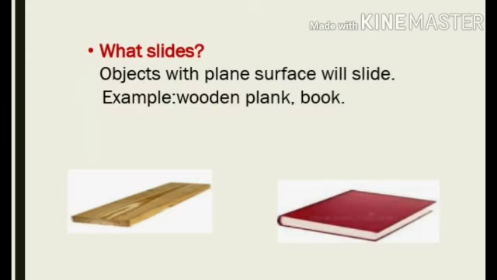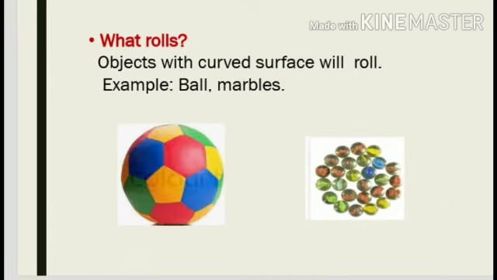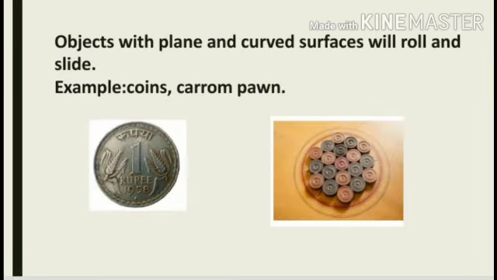What slides? Objects with a plain surface will slide. Example, wooden plank, book, etc. What rolls? Objects with a curved surface will roll. Example, ball, marbles, etc. Objects with plain and curved surfaces will roll and also slide. Example, coins, carom pawn.